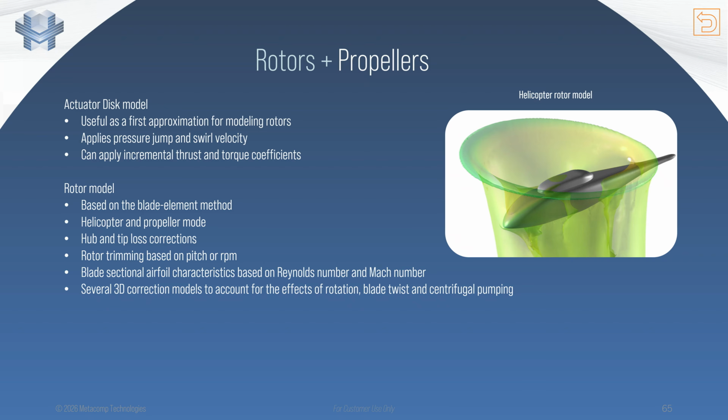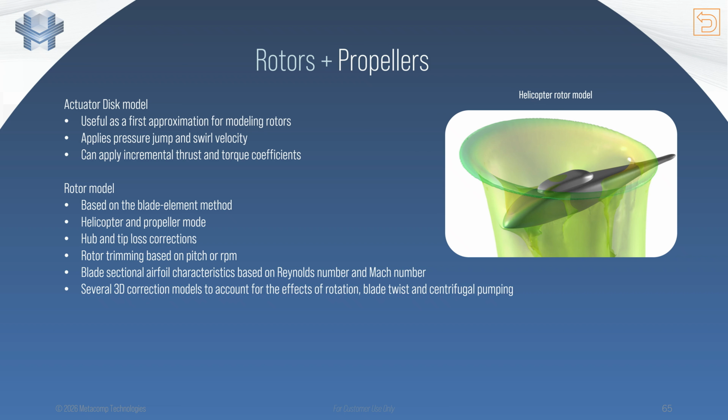CFD++ offers several simulation methodologies for modeling rotors and propellers, providing both simplified and high-fidelity approaches. The actuator disk model serves as an efficient first approximation, applying a pressure jump and swirl velocity to represent rotor effects. For more detailed simulations, the rotor model, based on the blade element method, enables accurate representation of helicopters and propellers. Blade airfoil characteristics can be defined using both Mach and Reynolds numbers, while rotor trimming adjustments can be made based on pitch or RPM.